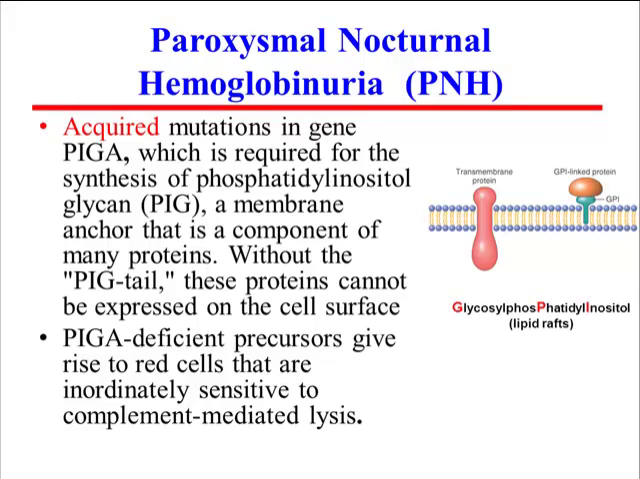And so when there is a mutation in this gene, it will give rise to cells that are sensitive to complement mediated lysis, and so the red blood cells will be destroyed in this case.